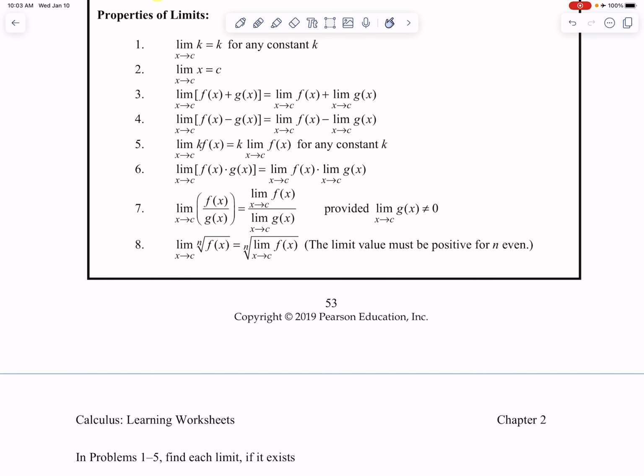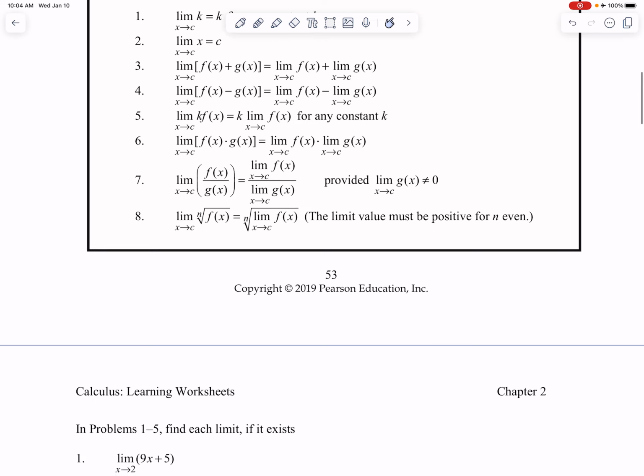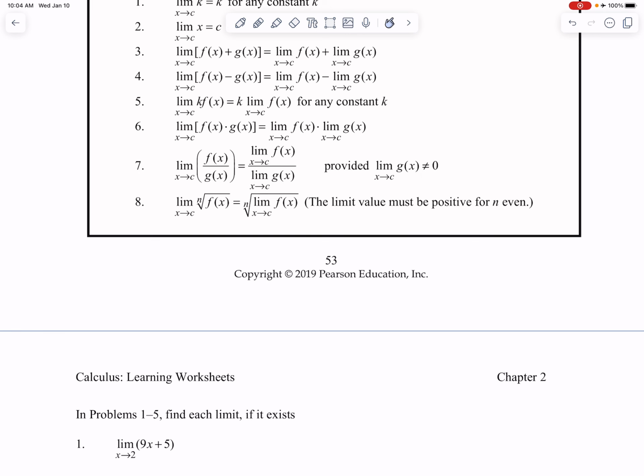If I have the limit of one function plus another function, I can split that up. This is a really nice property for adding or subtracting, where I can take the limit of each function individually and then add them or subtract them after I find their values. Number 5, if I have the limit of a constant times a function, I can pull that constant out front. We can see that right here. And then take the limit and just multiply it by the constant at the end.